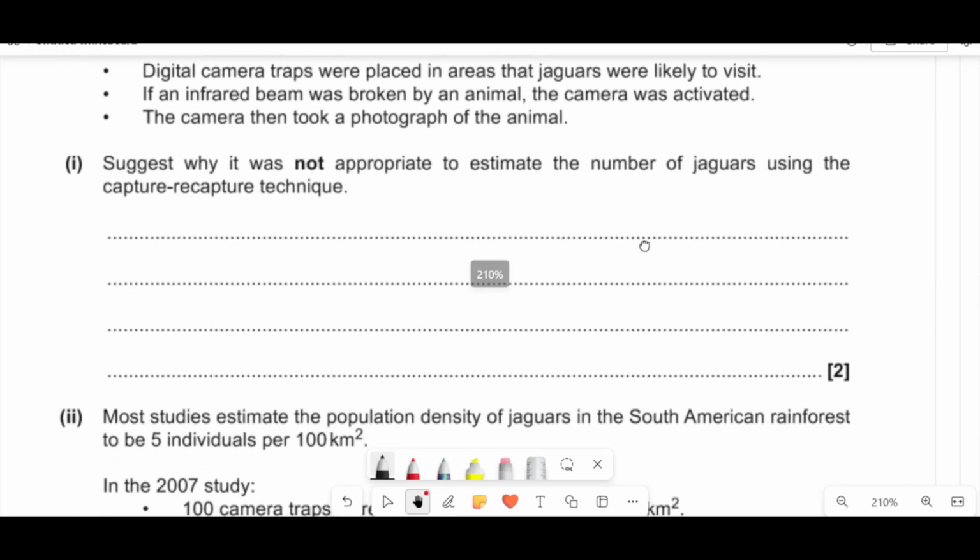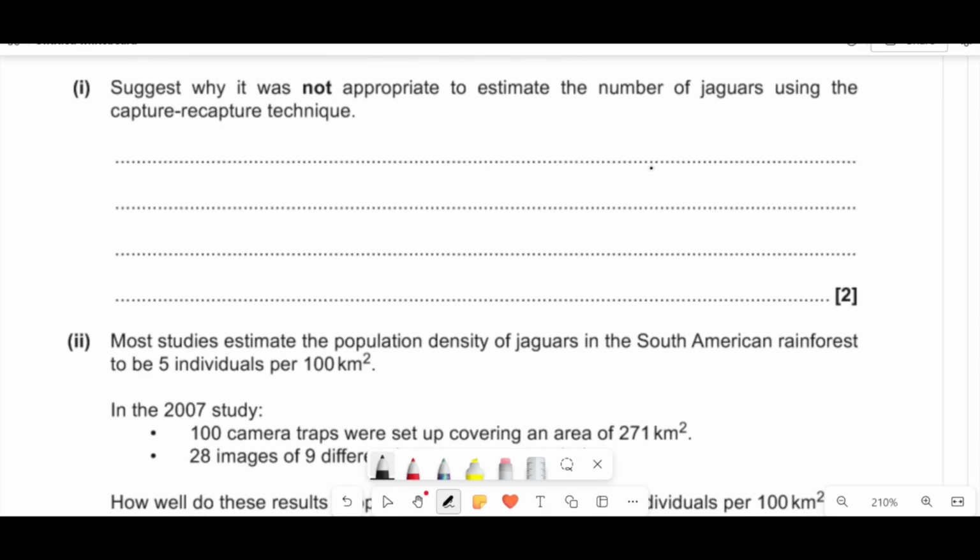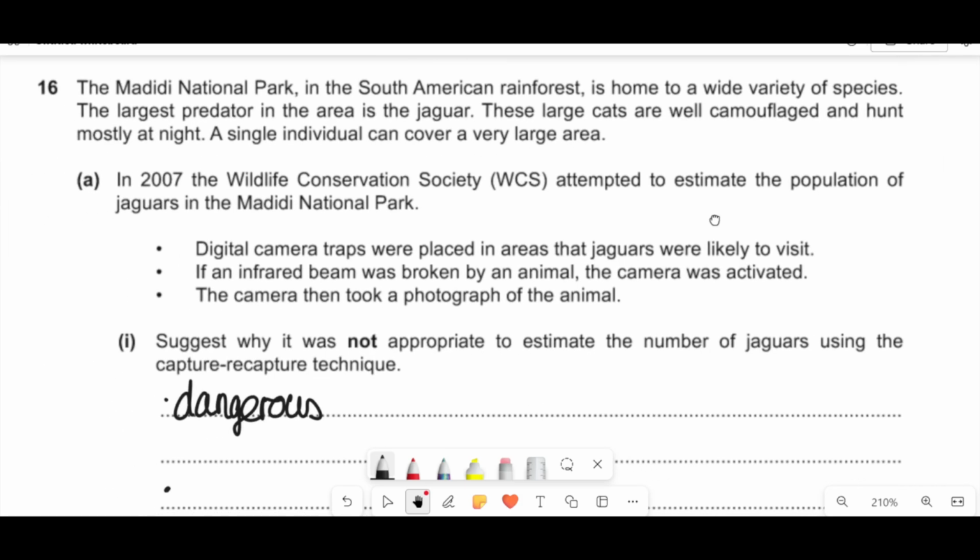So why is it not appropriate to estimate the number of jaguars using the capture-recapture technique? Imagine if you had to capture a jaguar and then put some paint on it and send it back into the wild. Come on, let's be real here. You're not doing that. So number 1, that is dangerous for both the jaguar and the collector. And number 2, is there anything else in the question that's hinted at?